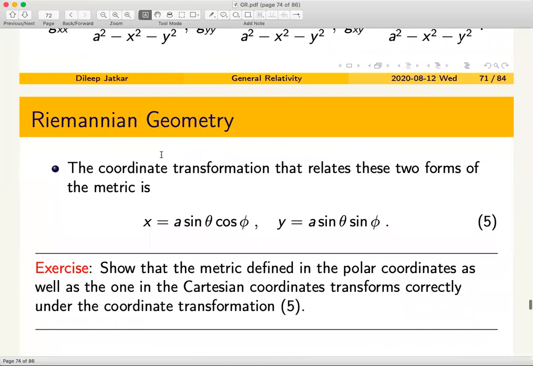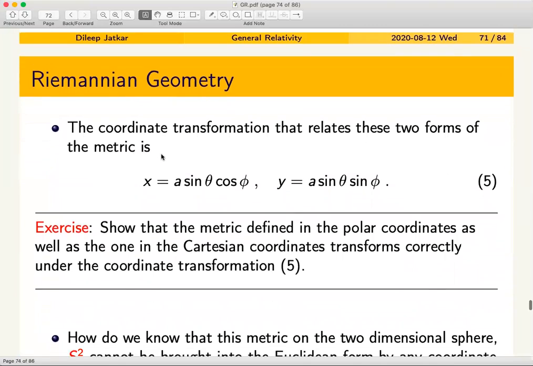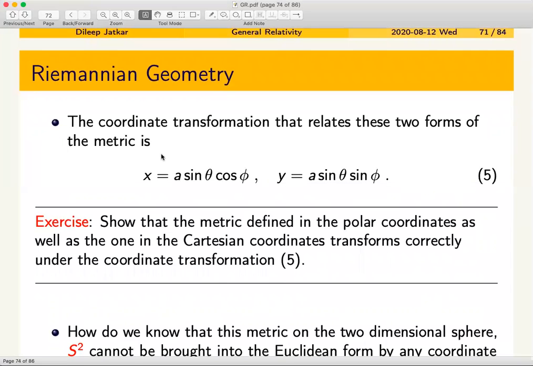So these are the coordinate transformations that I was telling you about some time ago. Under coordinate transformations of this type, x is equal to a sin theta cos phi and y is equal to a sin theta sin phi, you can relate the xyz coordinate system to the r theta phi coordinate system. In fact, you could write down z is equal to a cos theta also, in case you want to utilize all the components of the coordinate system in which the sphere is embedded.